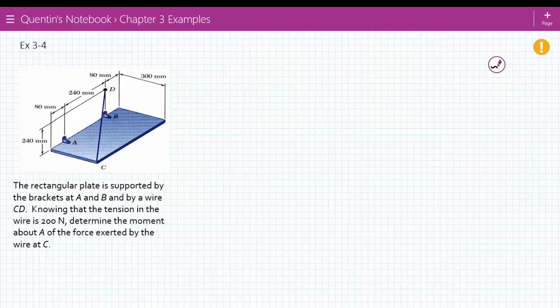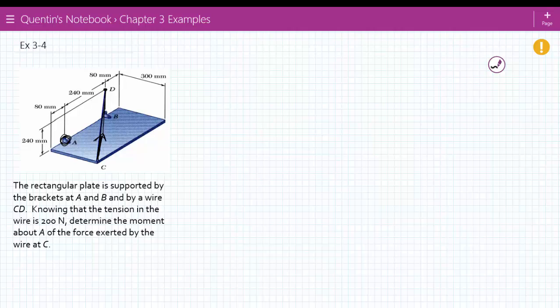Okay, let's look at example 3.4. In this example, you have a rectangular plate sitting on some hinges, and you're supporting it with this cable from D to C. What we want to find out is the moment at point A from the force of this cable. Okay, so how do we do that?